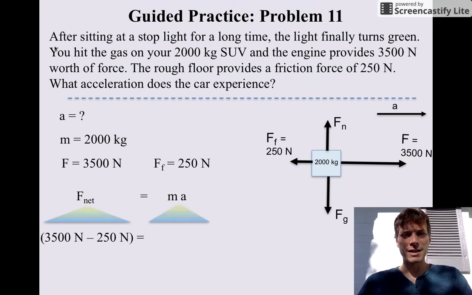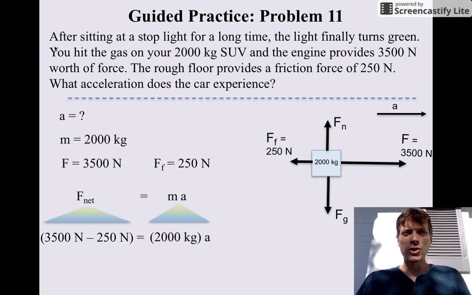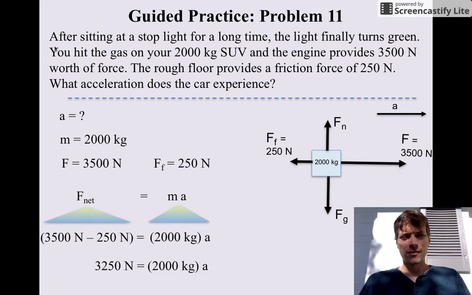Well, that is going to equal mass times acceleration, where for the mass we substitute in the 2,000. And the A, we don't know what acceleration is. That's what we're solving for. So I can't substitute in for it, so I just leave it as A. I'm going to simplify this expression. So 3,500 minus 250 is 3,250. And again, that equals 2,000 times A. Now I need to get acceleration by itself.